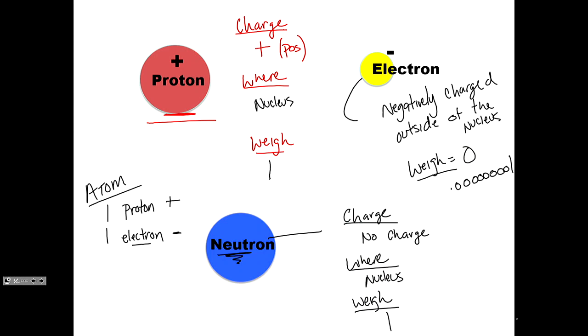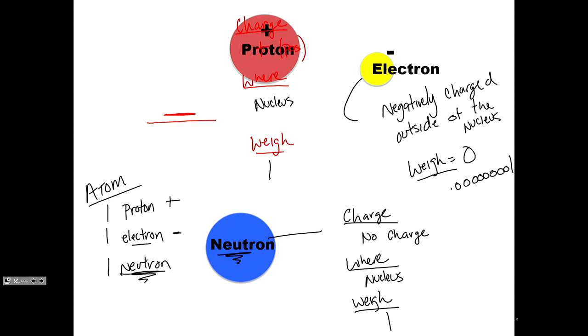Okay? So what if this guy had 1 proton, 1 electron, and 1 neutron? Now it's going to weigh 2, but what's going to be its charge? Still 0, no charge, because the neutron doesn't contribute anything to the charge. So far, so good.